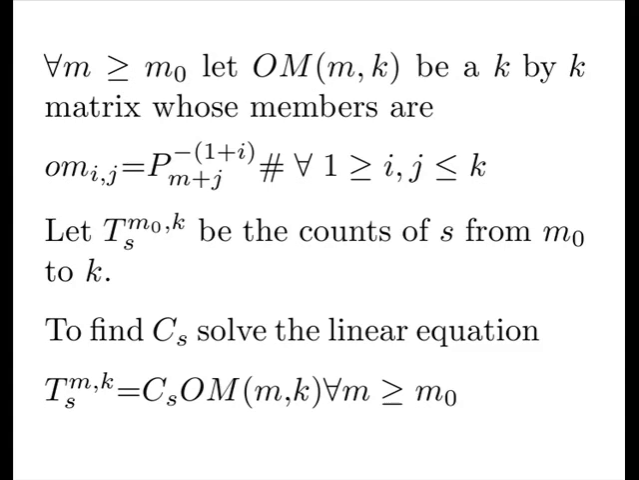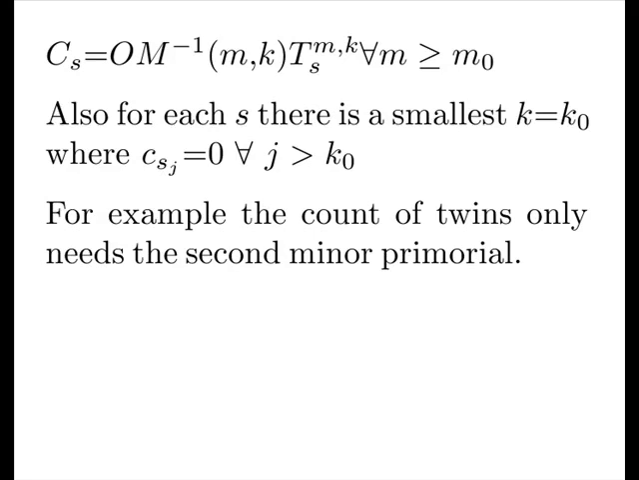A count array equals our putative index array times a primorial minor matrix, Om. That is, our putative array of constants is the inverse of Om, our primorial minor matrix, times our count array. Also, for each string S, there is a smallest k equals k0, where c sub s sub j equals 0 for all j greater than some k0.